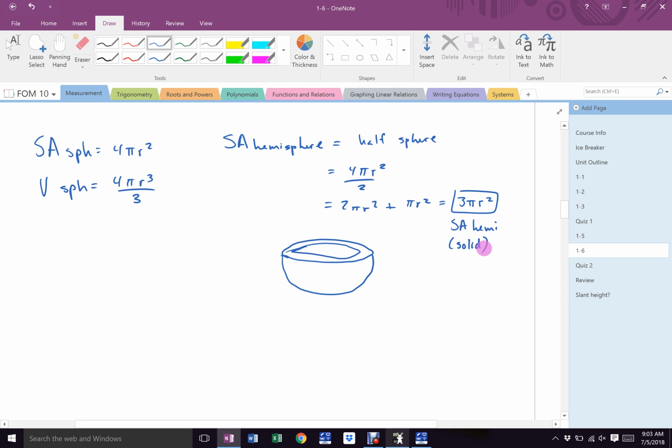Now this gets tricky. What if it's hollow? Then what's the surface area? The same as a whole sphere, right? Because the inside is the other half of the outside. Everybody with me? Okay. Now let's talk about volume of a hemisphere.